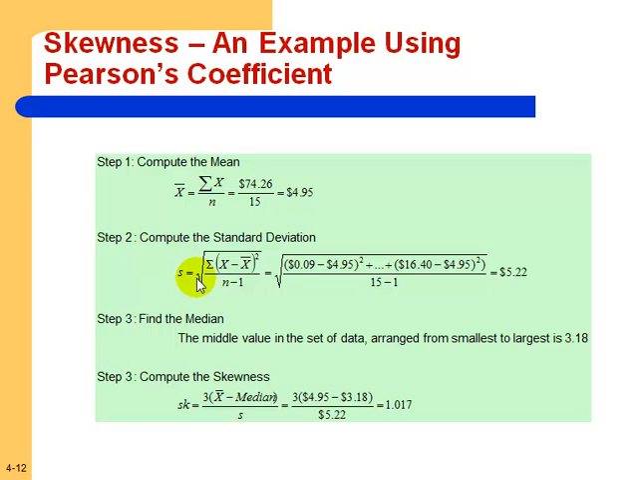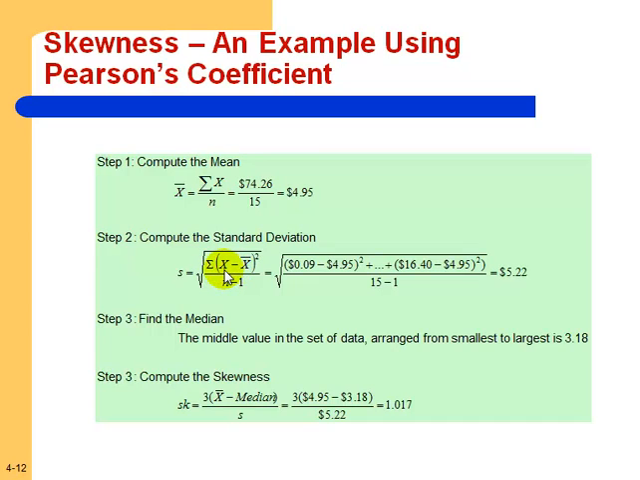Okay, the formula is S equals the square root of sigma (x minus x bar) squared, summed over all the values, divided by n minus 1. So the result is 5.22.